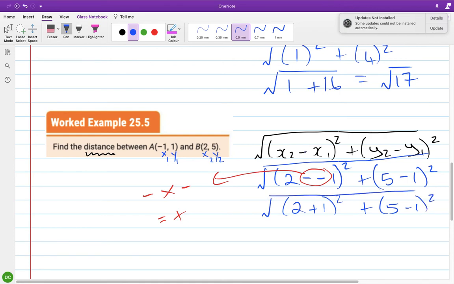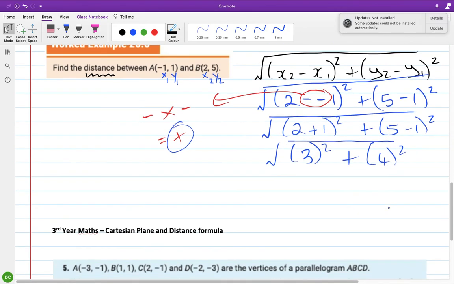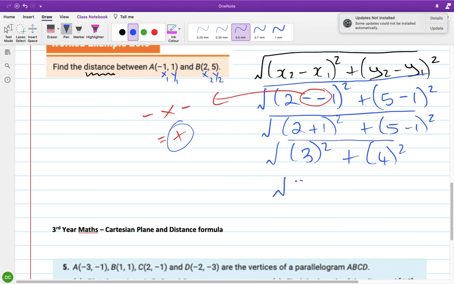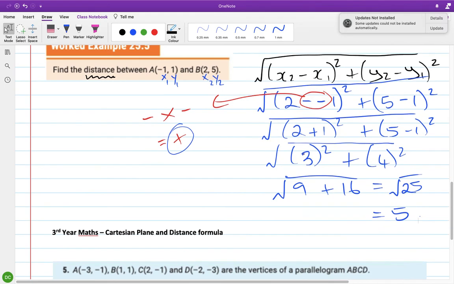Okay, so sometimes in this formula, because you have minuses in the formula, if you have a minus in your point, you end up with that double minus, okay, but it's fine. 2 minuses make a plus. So that's 3 squared plus 4 squared, which is 9 and 16, which is the square root of 25. Now that is one that works out, that's 5. So there's 5 units between those 2 points.